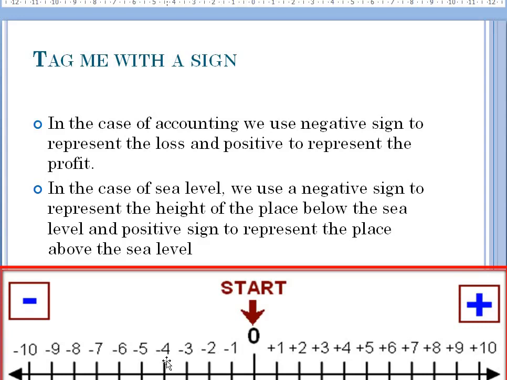Minus 5 is less than minus 4. Minus 6 is less than minus 5. In that way, as you go to the right, numbers will increase. As you go to the left, numbers will decrease. So minus 8 is smaller than minus 5. Remember that. Minus 4 is smaller than minus 2. 2 is smaller than 4. 5 is smaller than 8.